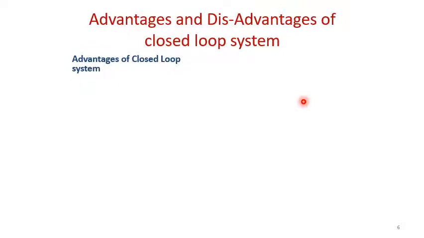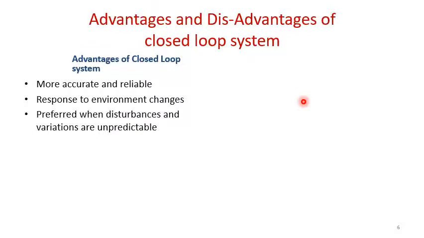Advantages and disadvantages of a closed loop system. Firstly, advantages of a closed loop system. In a closed loop system, the system is more accurate and reliable. Here we can see the system gives a better response to the change in environment. Whenever there are any disturbances, those disturbances can be rectified with the help of a measuring device, and those disturbances can be reduced and we can have a better performance.